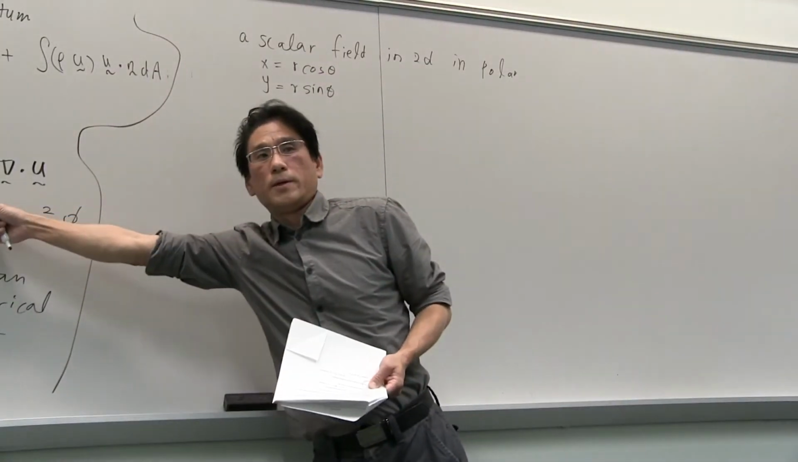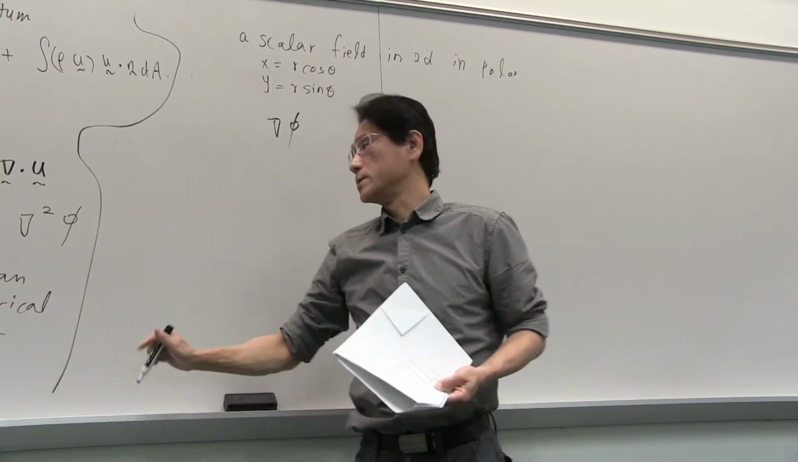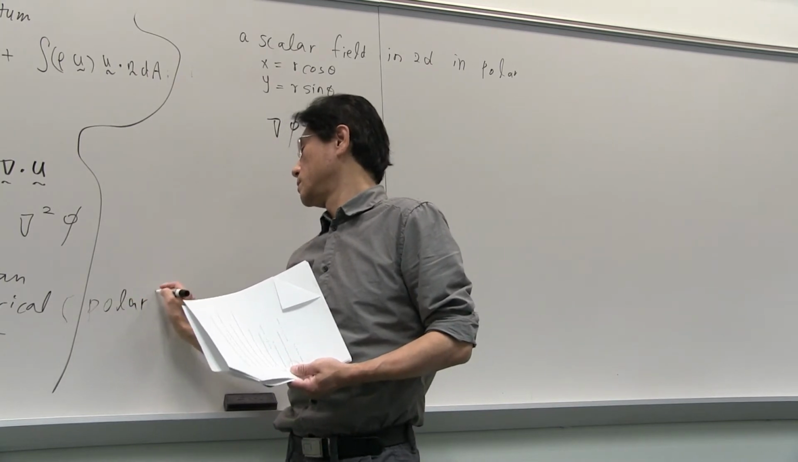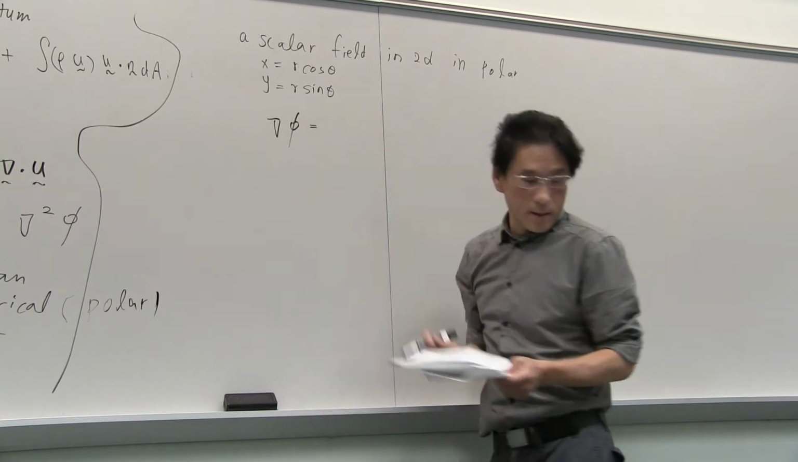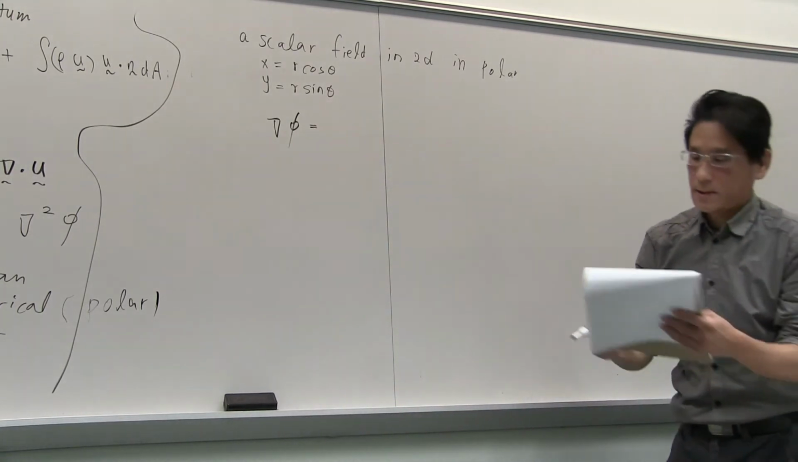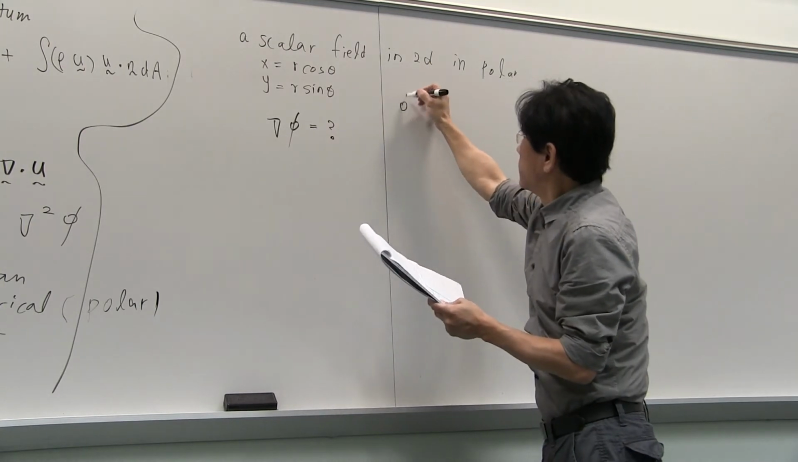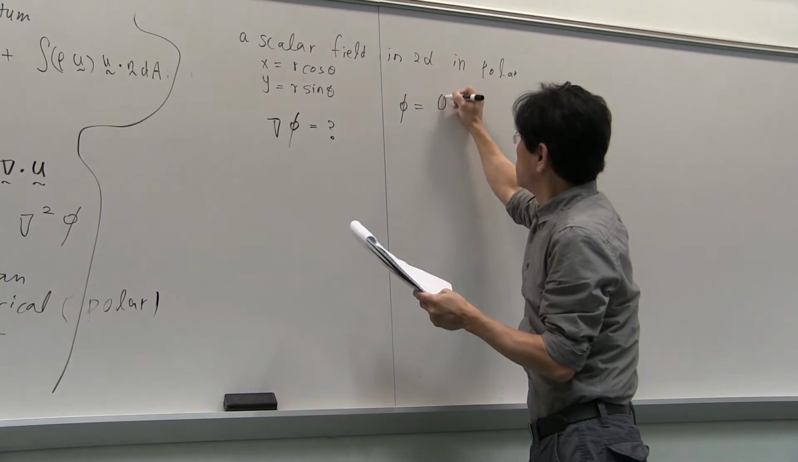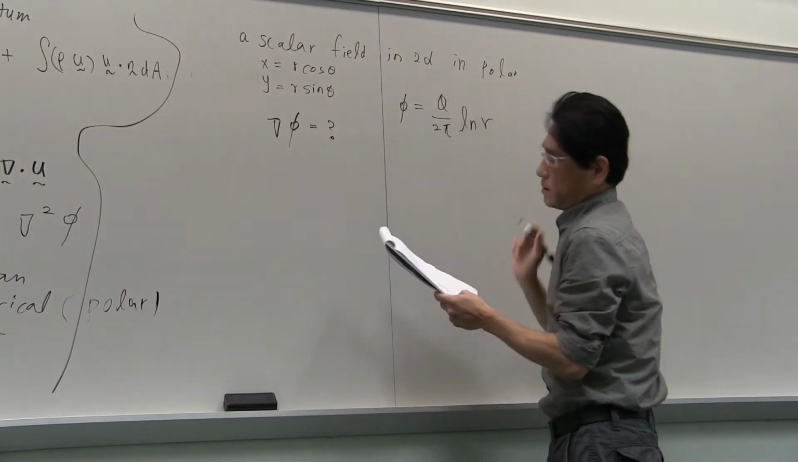Which I told you about. You have to know the functions in Cartesian or cylindrical coordinates. Cylindrical in 2 dimensions is polar, right? So you have to understand that part. So this gradient p, when p is, for example, q over 2 pi log r.